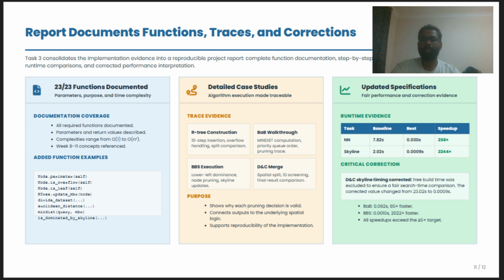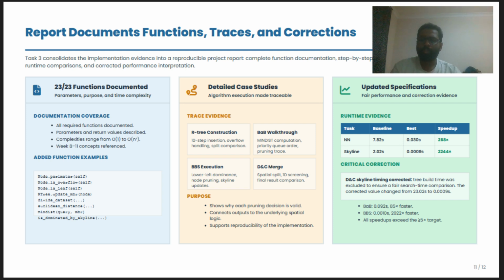Second, algorithm traces. We traced four important processes. They were R-tree construction, showing node overflows and split selection; branch and bound nearest neighbor search, showing minimum distance calculations and pruning; branch and bound skyline, showing lower left corner dominance pruning; and divide and conquer skyline, showing how one-dimensional dominance screening reduces merge complexity. These traces justify pruning decisions and make the results reproducible.